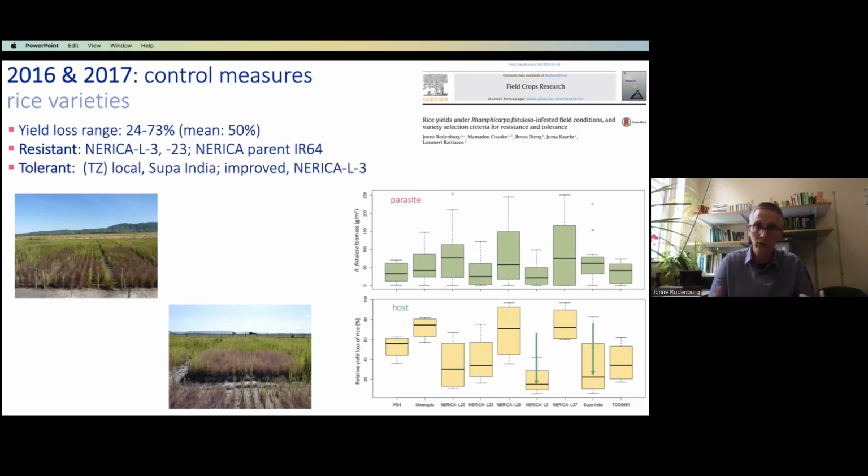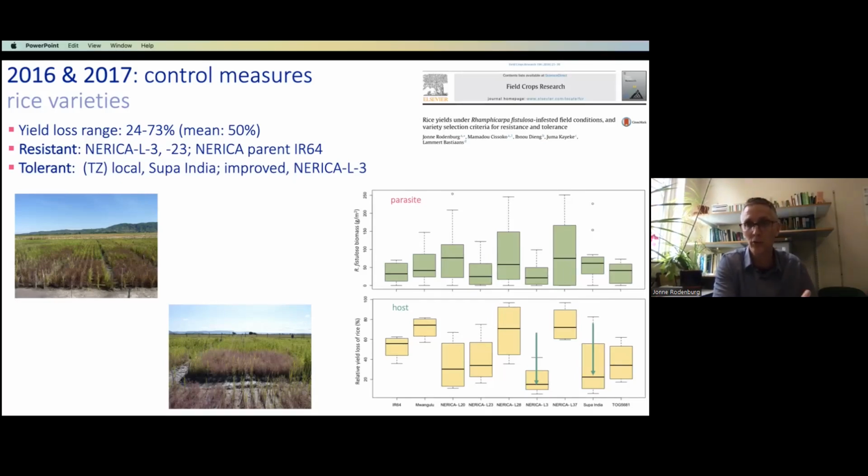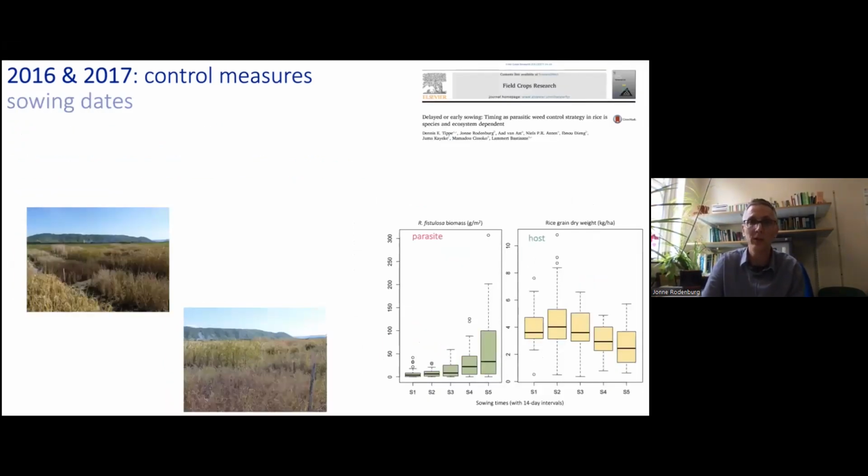We also see tolerant varieties. On the lower graph are the relative yield losses for the different varieties caused by parasitic weed infection. And there you see the local variety Supa India, but also the improved variety, lowland Nerica 3. They have much reduced relative yield losses compared to some of the other varieties. So that is already really good to be able to recommend to farmers.